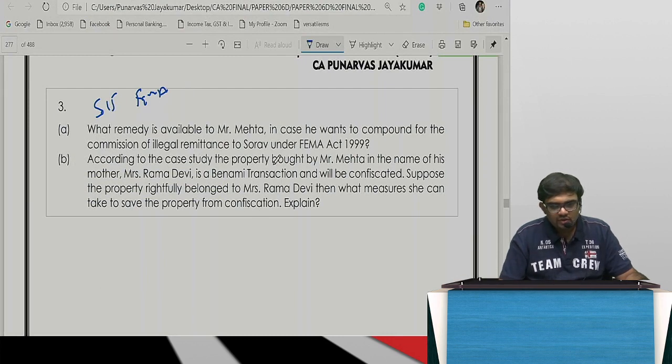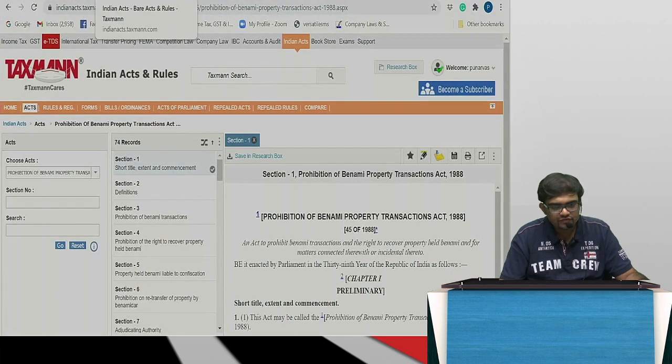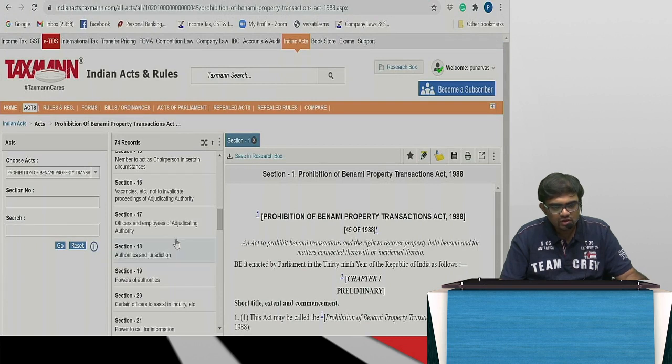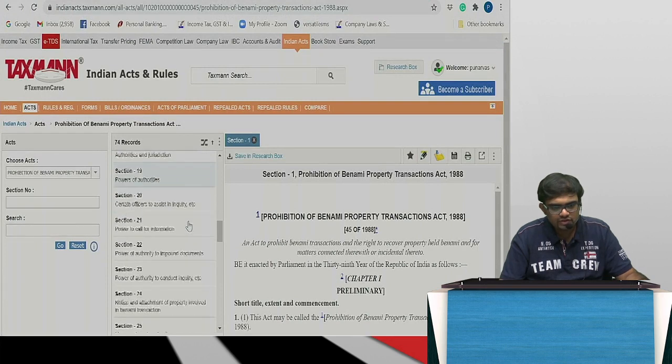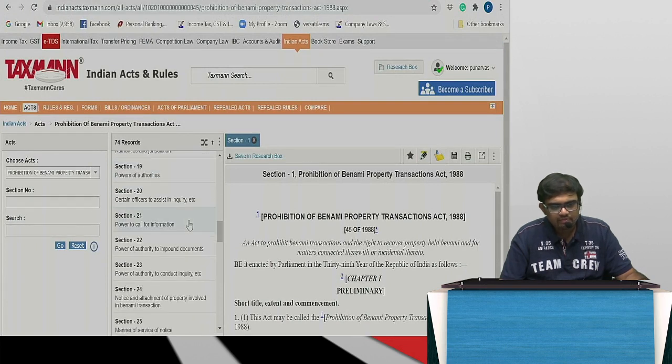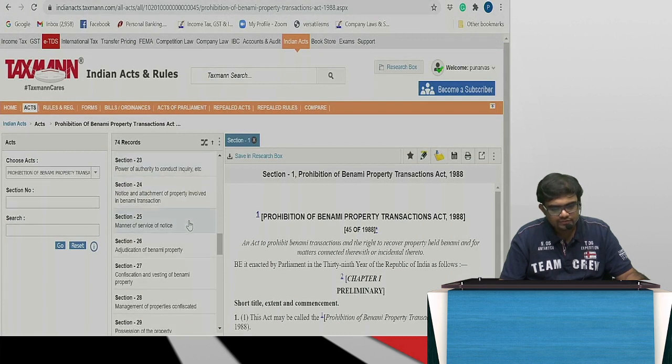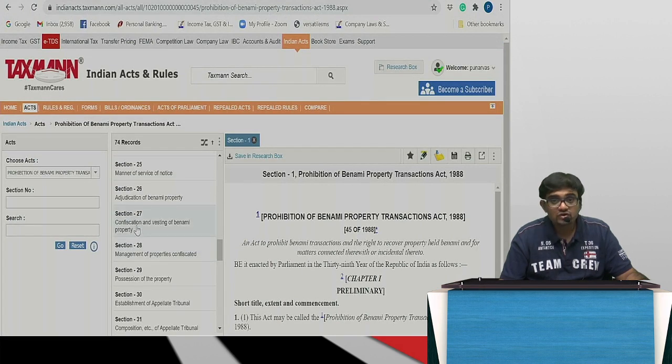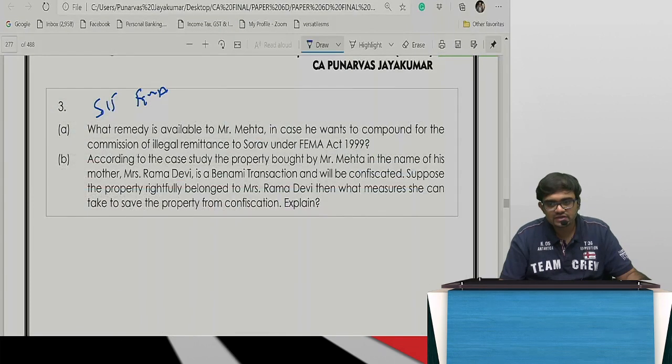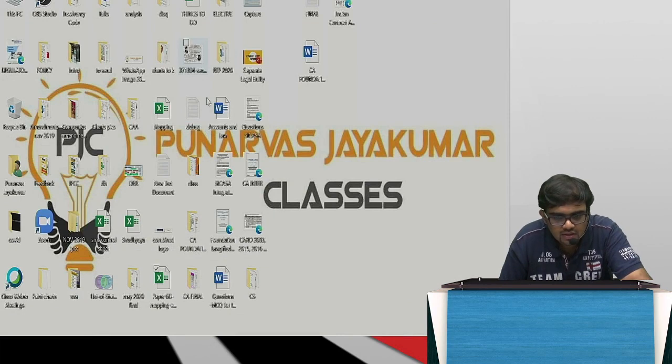According to the case study, property bought by Mehta in the name of his mother is a Benami transaction and will be confiscated. So for the confiscation provisions, if you go to the Prohibition of Benami Property Transactions Act, can I impound the property? If you see section 27 of Benami. And also if you see the entire adjudication procedure we have discussed, I'll just open my charts as well. If you remember, we had discussed the entire thing in the chart material.